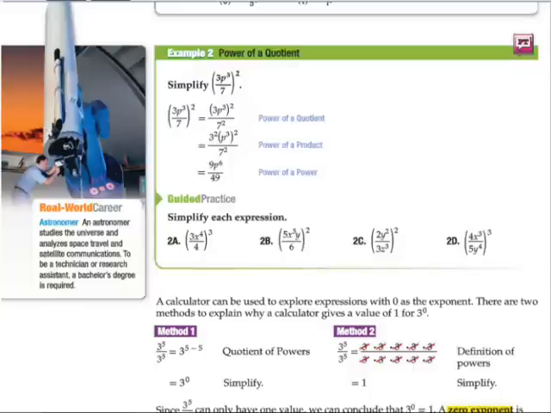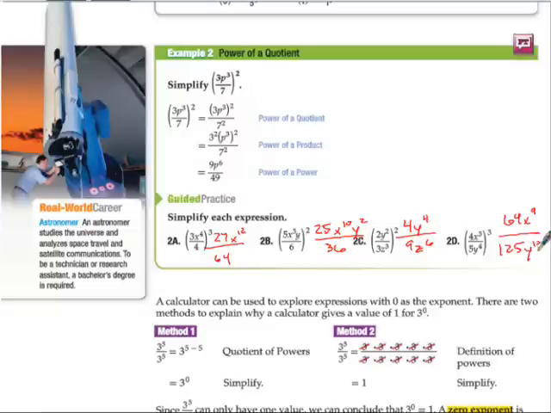All right, so let's check our answers. For 2a, hopefully you got 27 x to the 12th all over 64. For 2b, hopefully you got 25 x to the 10th y squared all over 36. For 2c, hopefully you got 4y to the 4th all over 9z to the 6th. And for 2d, hopefully you got 64 x to the 9th all over 125 y to the 12th.